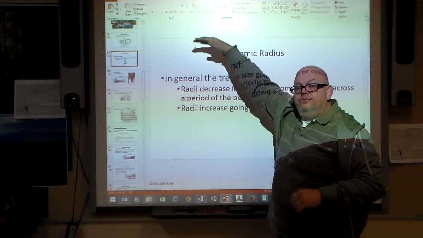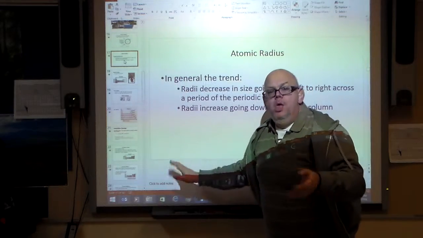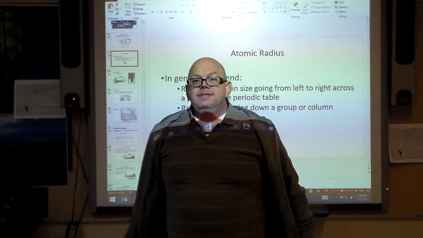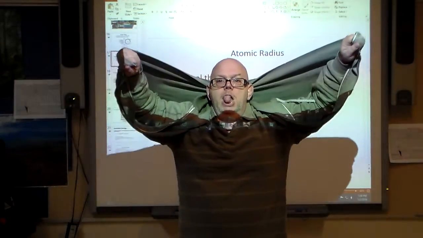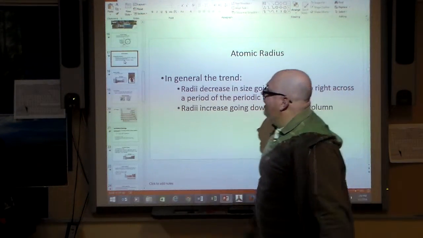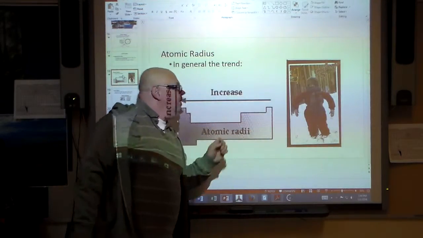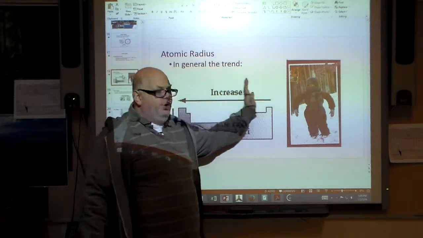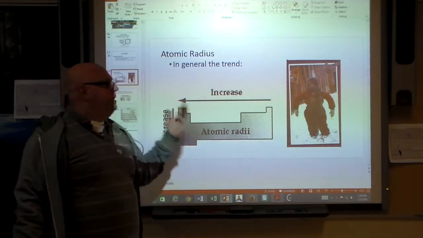As we go from the top to the bottom of a group, a column on the periodic chart, the atom tends to increase: it starts small, and as it goes down, it gets large. Okay? So that's the idea. If we look at it here, that's our general trend, atomic radii. It gets bigger as you're going down, it gets smaller if you're going this way, which means if you're going from right to left, it's going to get bigger.